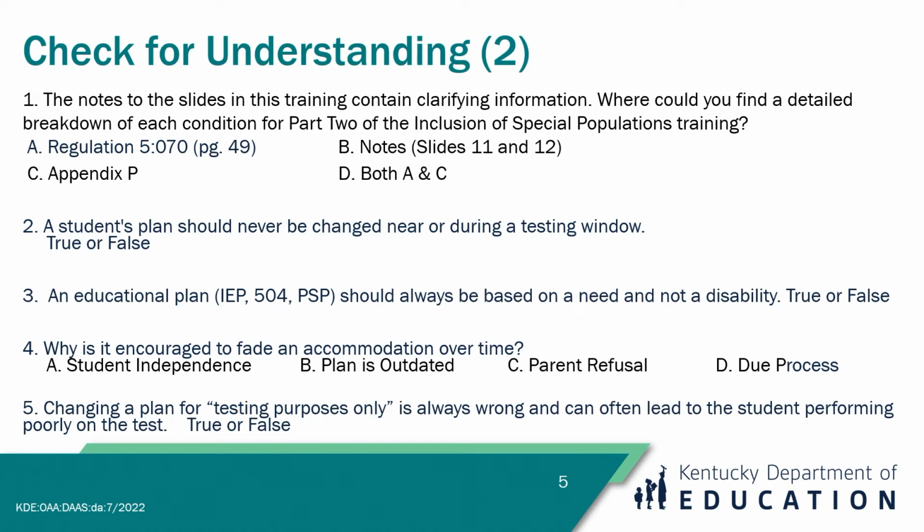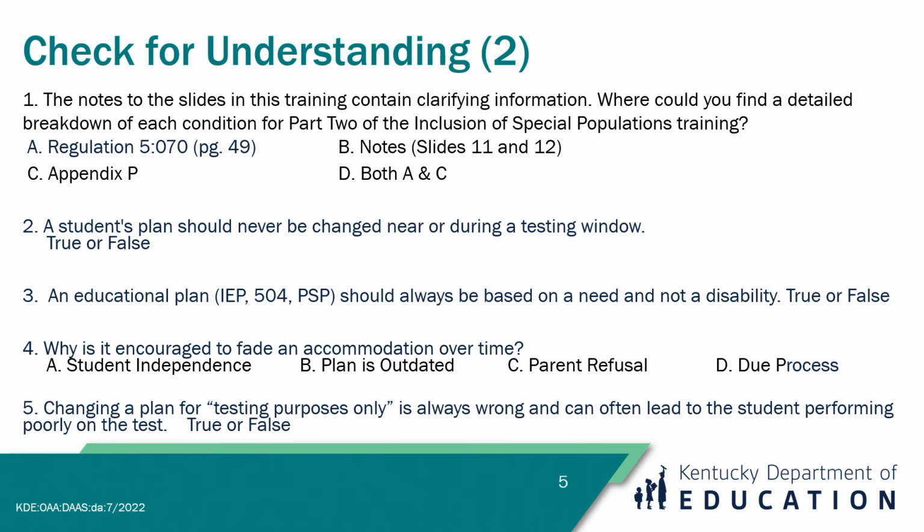Number 4, why is it encouraged to fade an accommodation over time? Is it A, student independence? B, the plan is outdated? C, parent refusal? Or D, due process? The answer to this one is A, student independence. Remember, we cannot go into the workforce with our students, and so we want to foster as much independence as we can.